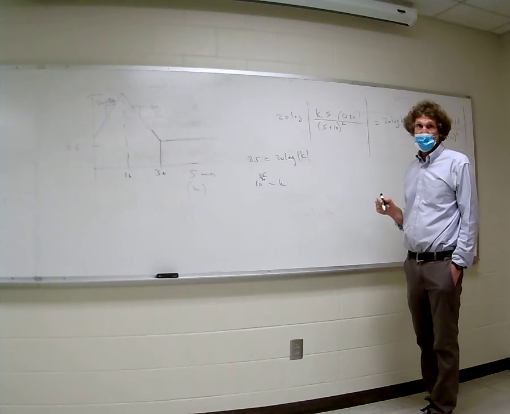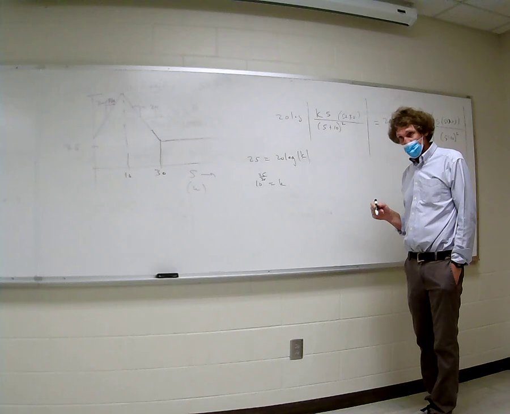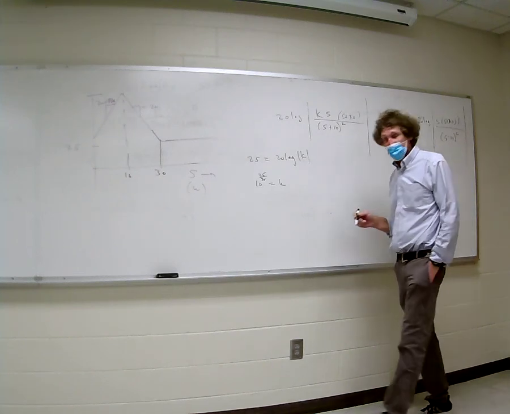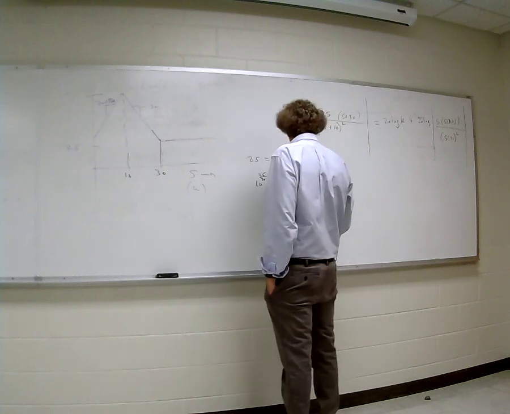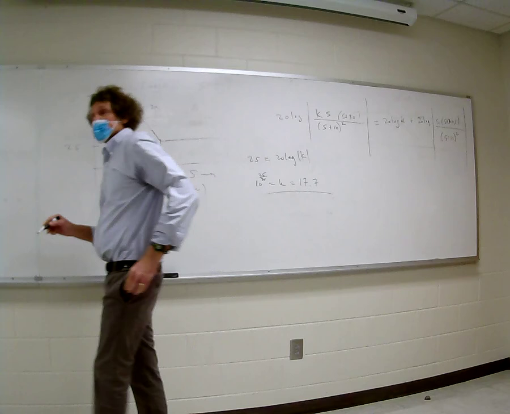I can't look to tell. If it was 10 to the 1, it'd be 10. I got 17.7. Is that what the book has? Yeah. Thank you. Well, y'all follow me on that, class? That's about 17.7. And that's how you do these things.